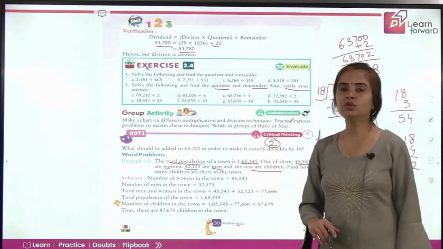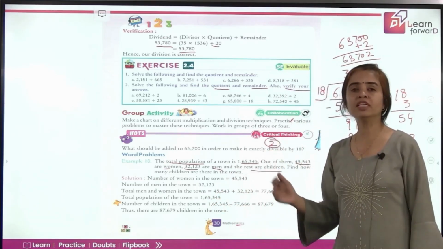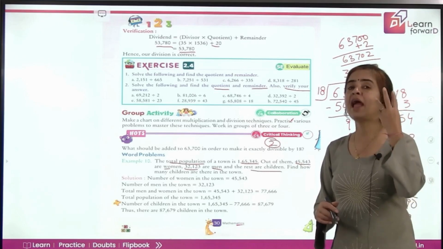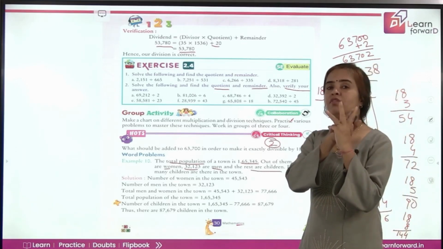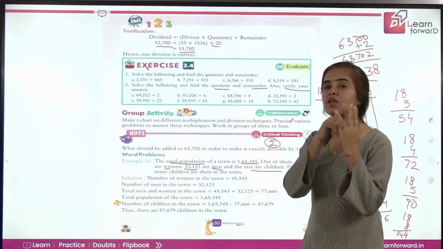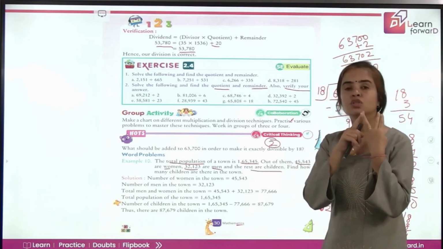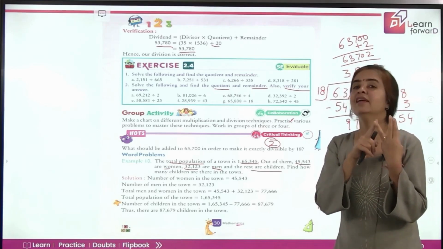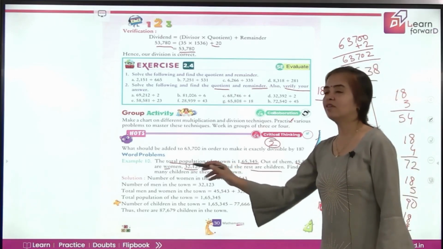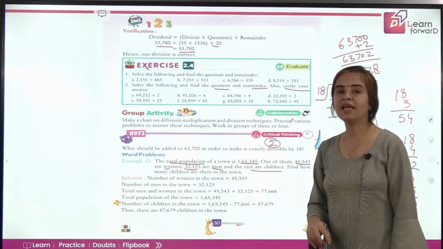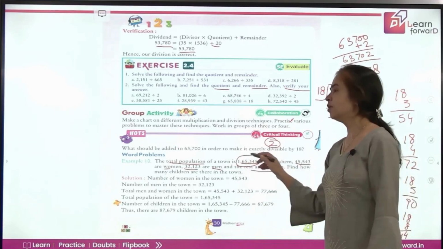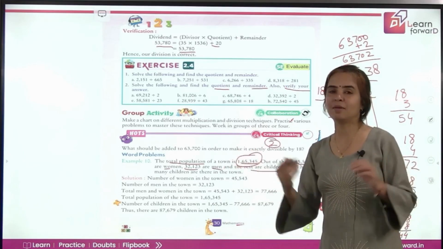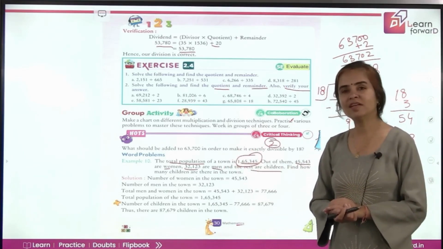What do you have to do here? For population, you have men, women, and children all together. Out of these, you know the number of men and the number of women. You have to find the number of children. So what will you do? First, you will add the number of men and women. Very good. And then the next step is to subtract that from the total population, because the remaining number is the number of children. That's perfect.